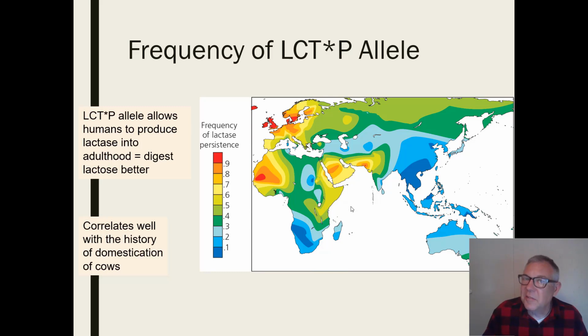And so that's pretty cool. In those cultures where they domesticated cows, they drank more milk. That's where we get a lot of our lactose. Those cultures tend to have more of this allele, and they have fewer incidences of lactose intolerance. That's pretty cool.